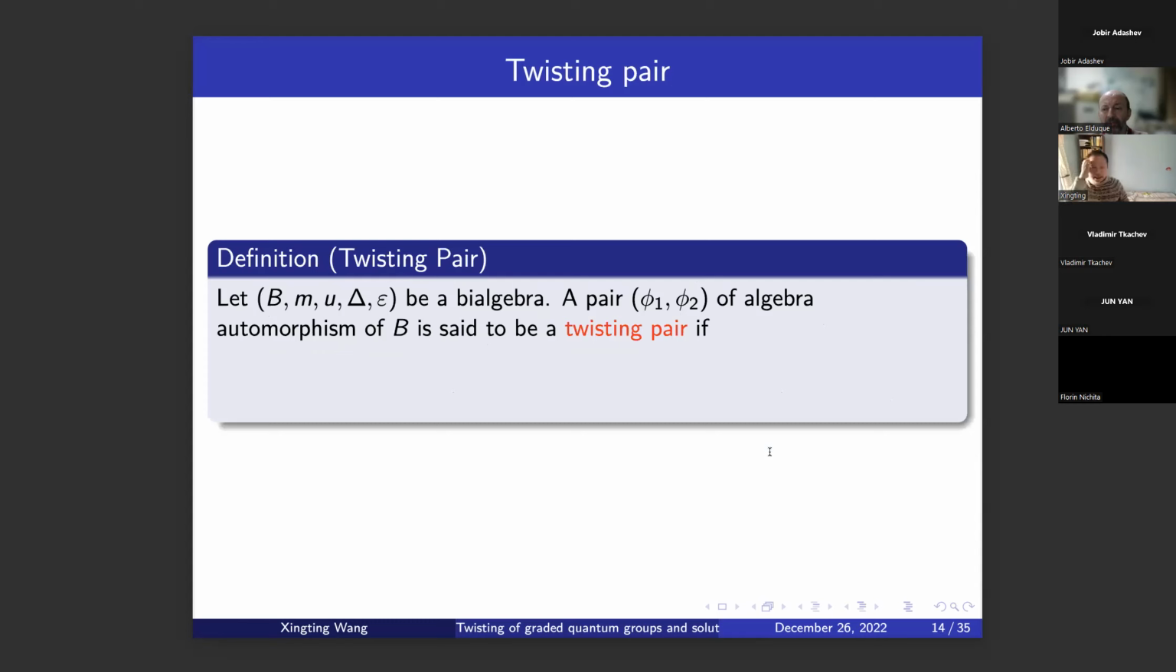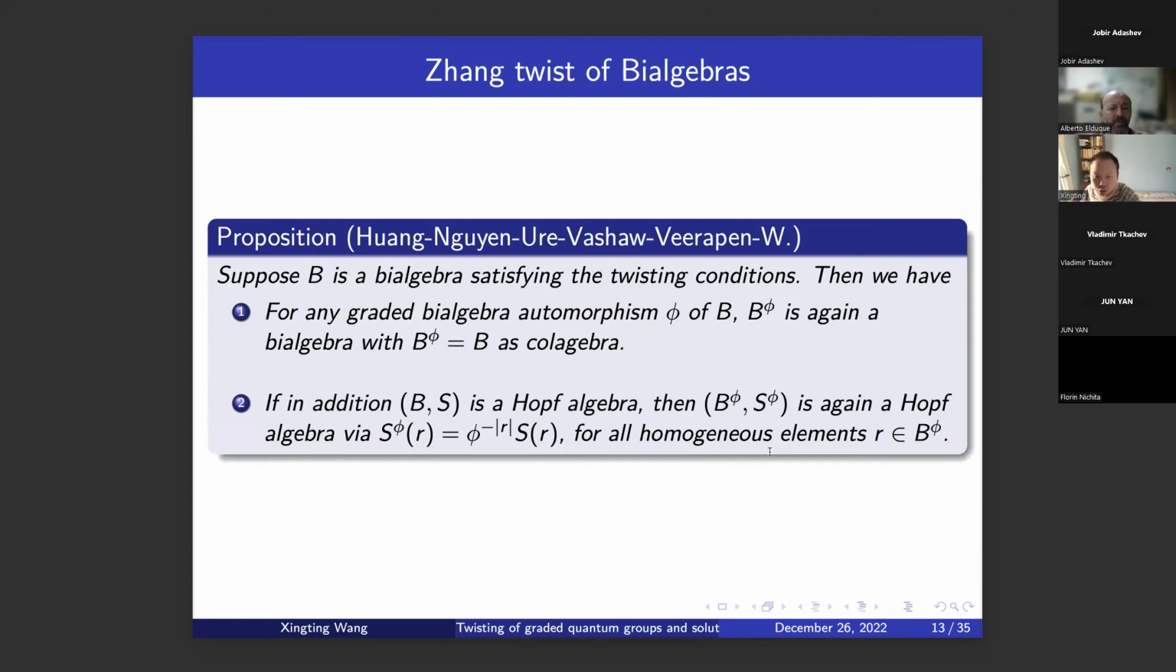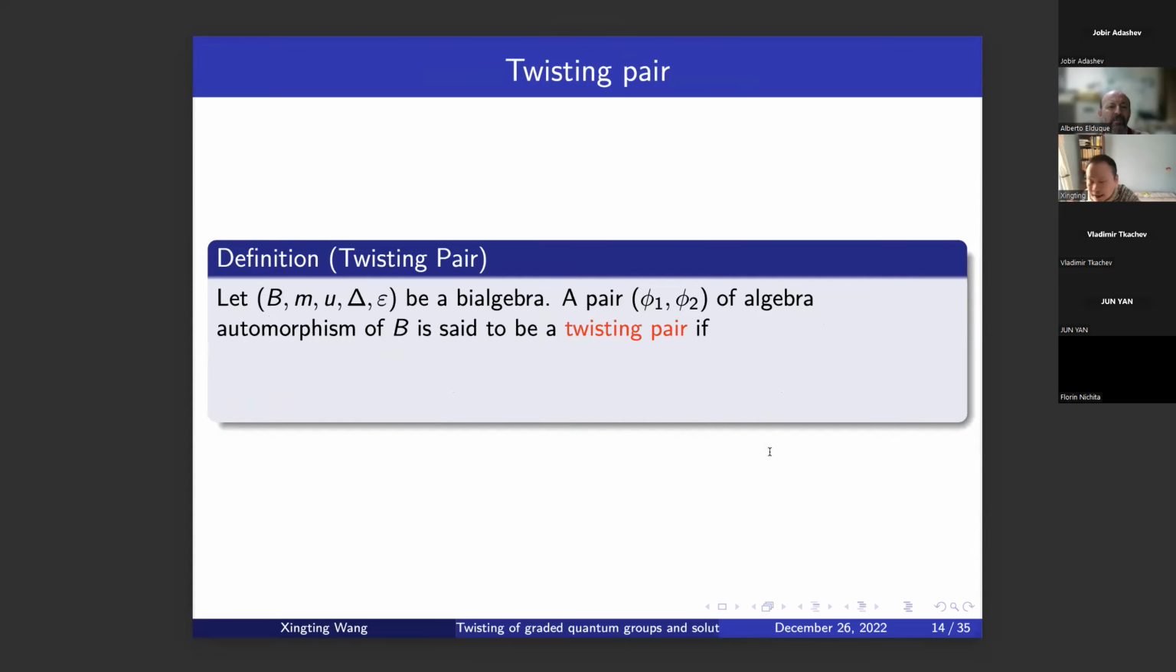Okay, so that's the first answer. We see that as long as the bialgebra or Hopf algebra has a twisting condition, then the Zhang twist will still give you a bialgebra or Hopf algebra, respectively. Then we jump to the second question. The second question is: when is that Zhang twist actually a 2-cocycle twist, right?